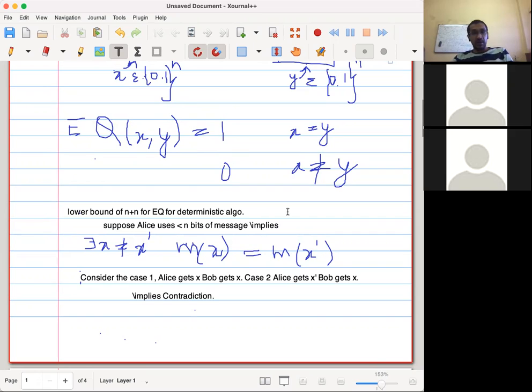And we argued that if you're looking at deterministic protocols for equality, there is a lower bound of n plus n bits: n bits from Alice, n bits from Bob. Note that n plus n is always a trivial upper bound for any problem, because Alice can send her entire input to the referee, and Bob can send his entire input too.